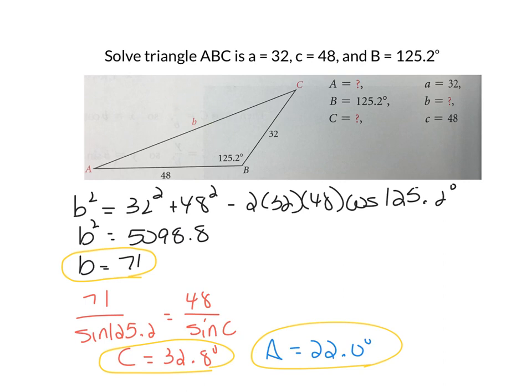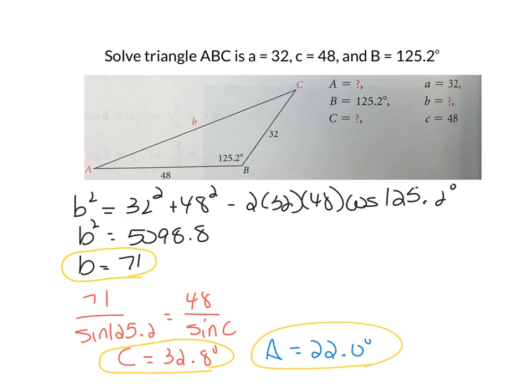Because I know angle B, the smartest thing to do, really the only thing to do, is to use side B. So I'm going to say B squared is A squared plus C squared minus 2AC cosine 125.2. Remember that equals B squared. I punch this whole line in my calculator. Make sure you're in degree mode. It gives me this number for B squared, 5,098.8. Because it's B squared, I take the square root. It gives me 71, which tells me side B is 71.